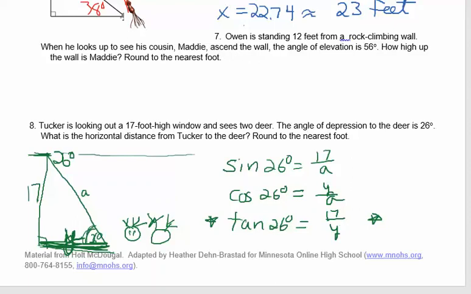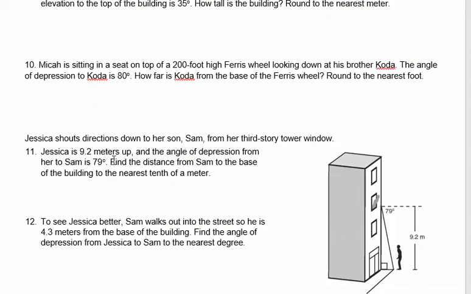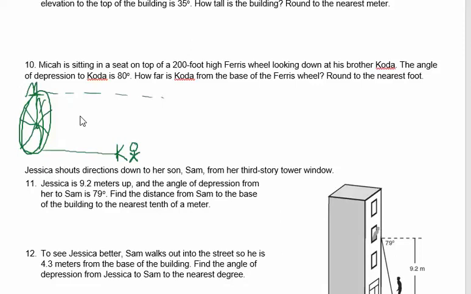All right, you'll have to finish that one. Let's look at one more. How about this one with the Ferris wheel? Okay, so on the Ferris wheel, it says Micah is sitting at top of a 200-foot Ferris wheel. So he's up here. That's my Ferris wheel. Micah's up there, and he's looking down at his brother Coda on the ground. And the angle of depression to Coda is 80 degrees. So if you go like this, the 80 degrees is in here. So that means that this is also 80 degrees. This is obviously not drawn to scale.